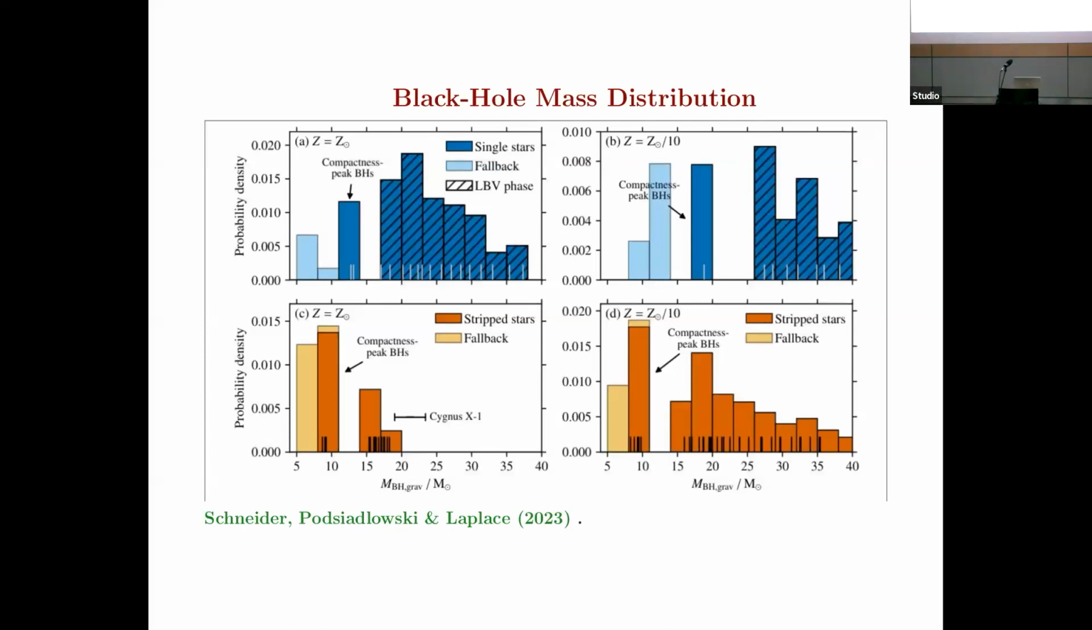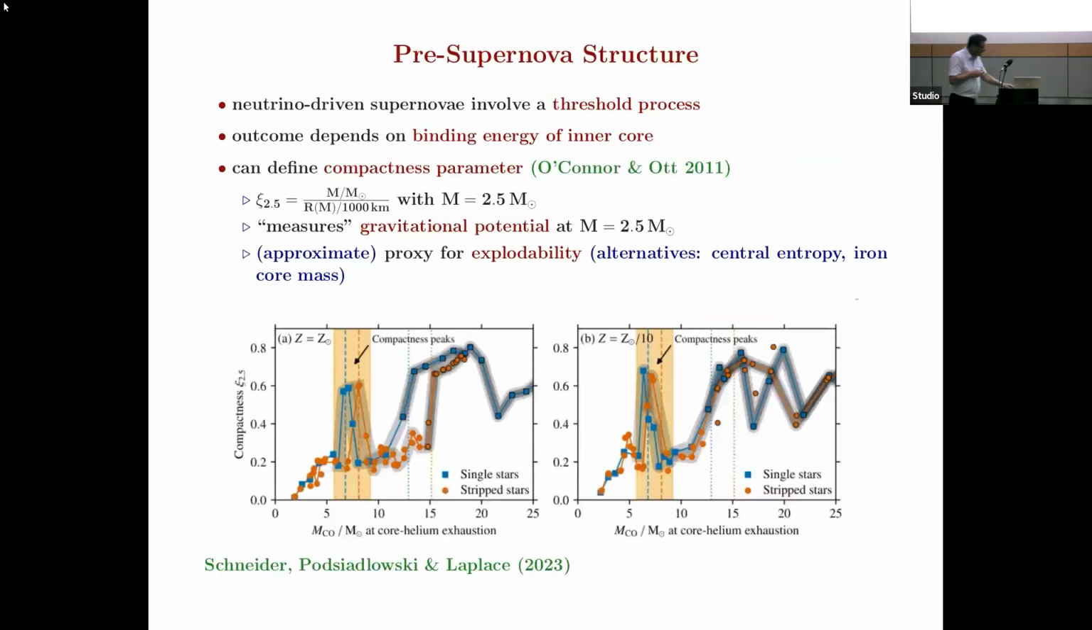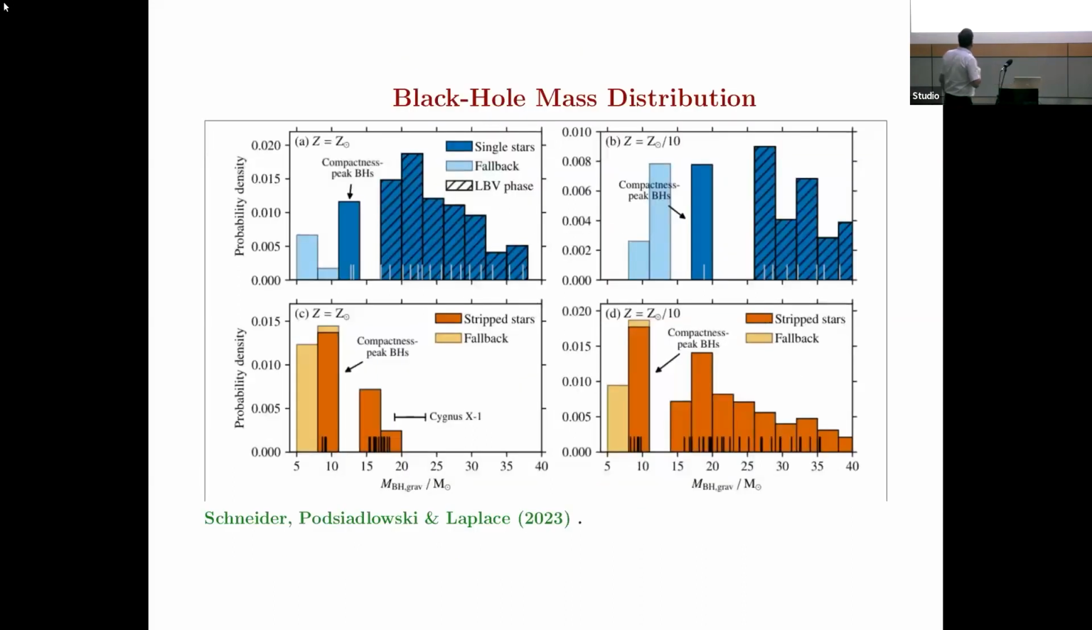Right? So that's the direct translation of the pre-supernova structure into the black hole mass distribution. Now, as you go towards higher masses, you get high compactness again, and you get black holes. If you compare the two metallicities, you see at the high mass end things are quite different. That, as I said, has to do with the mass loss. But what I want to focus on is the lower part.